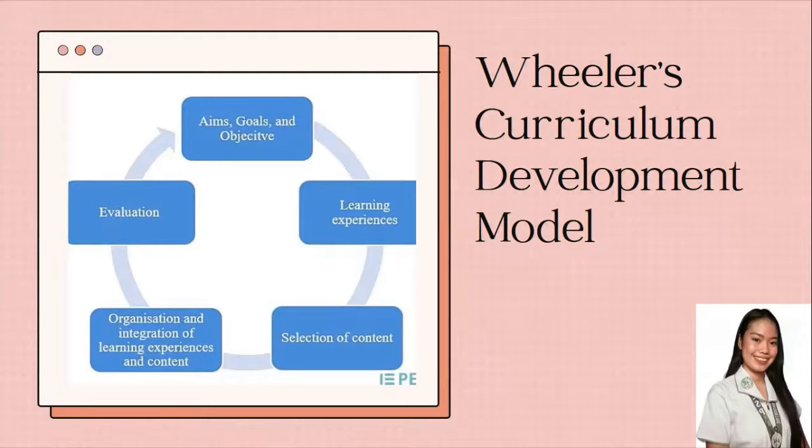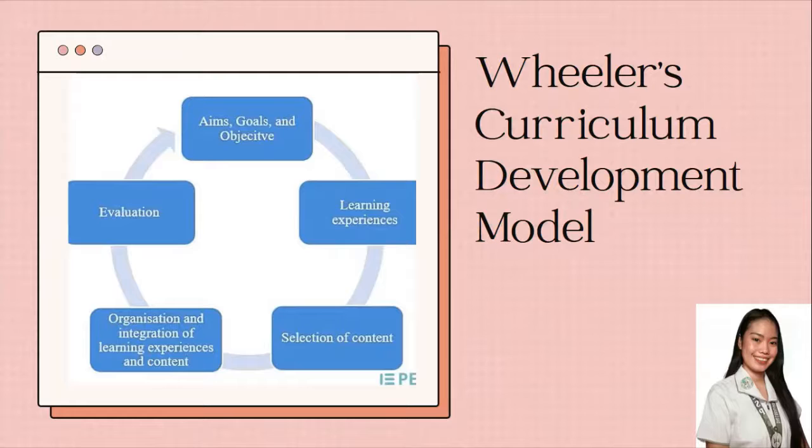The next is the learning experiences. The second step of the model is about learning experiences. It is an activity which the learner engages in, which results in his or her behavior. It is very important that we consider the learning experiences of the learners because in that way, mas madedevelop ang skills nila. Say for example, in learning experiences, we can have practical assessments so that mape-perform ng mga bata yung natutunan nila through books.